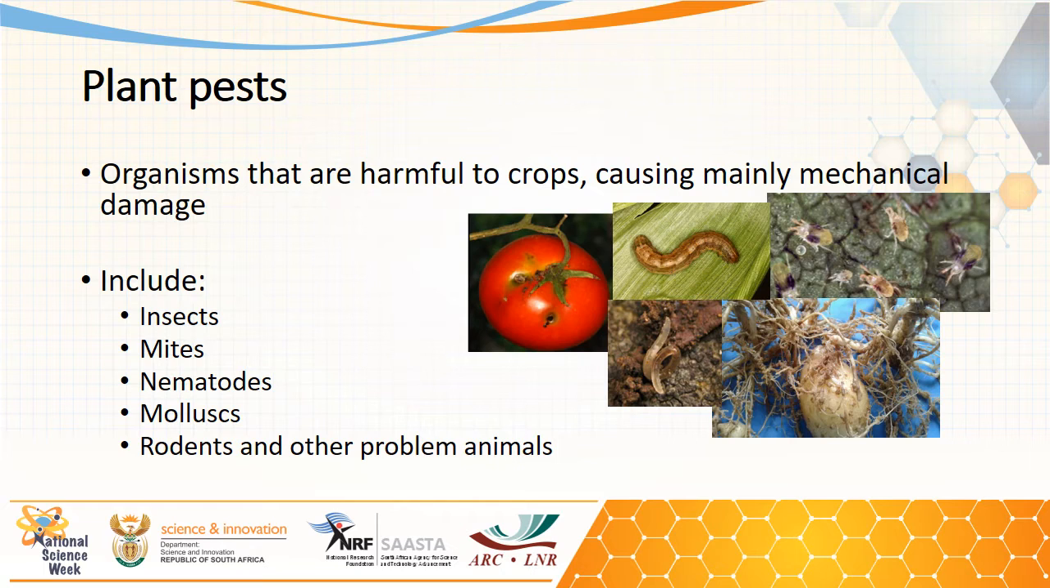Plant pests are organisms that are harmful to crops, causing mainly mechanical damage. These include insects, mites, nematodes, mollusks, and rodents and other problem animals. The majority of these are invertebrates.